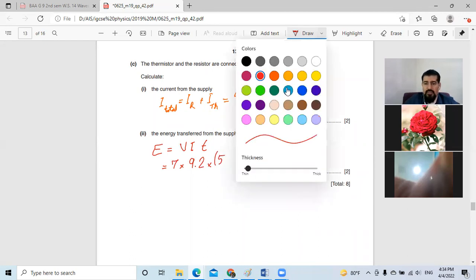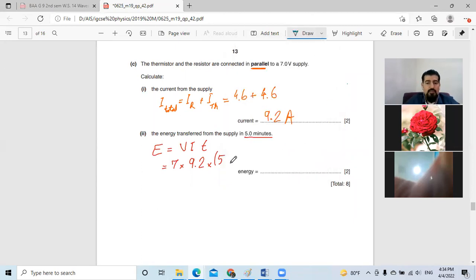Who can tell me how to convert the time from minutes into seconds? What do we need to do? We need to multiply it. Exactly, thank you. Multiply it by how much? Multiply it by 60. And by using the calculator, our answer will be 19,000 joules. Okay? Any questions so far?